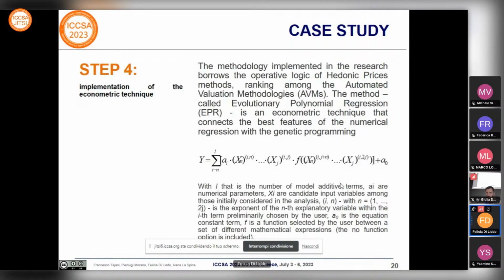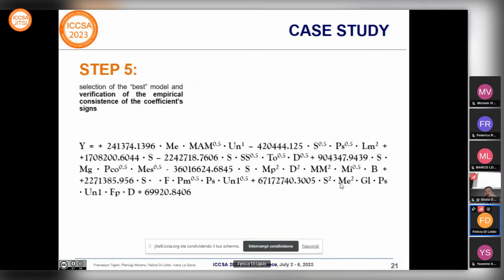The implementation of the economic techniques allowed us to obtain a set of models. These models are expressed in polynomial form, in which the dependent variable is the total selling price and the independent ones are selected by the technique among the intrinsic and extrinsic factors. The next phase regards the selection of the best model.